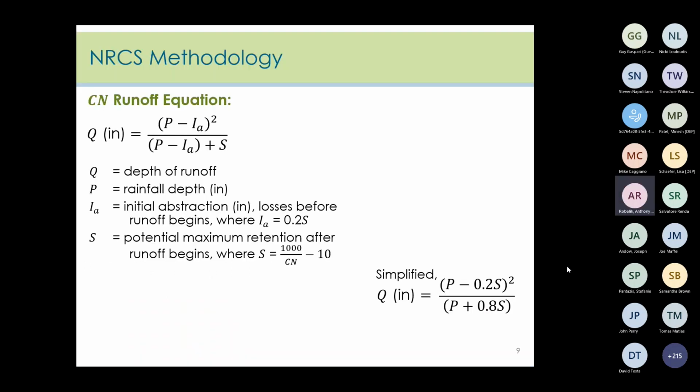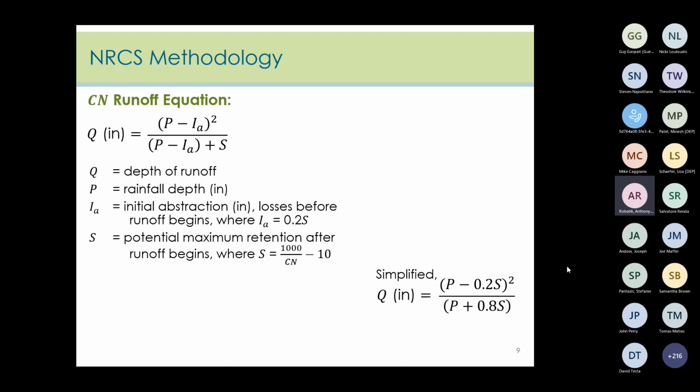So the NRCS runoff equation was developed to estimate total storm runoff from total storm rainfall. The soil and cover conditions determine a parameter called the curve number, which you might see abbreviated as CN. And that will be discussed shortly after we look at the equation that uses that parameter. So we can calculate the runoff depth Q in inches by using the NRCS equation. P is our rainfall data for a particular design storm.